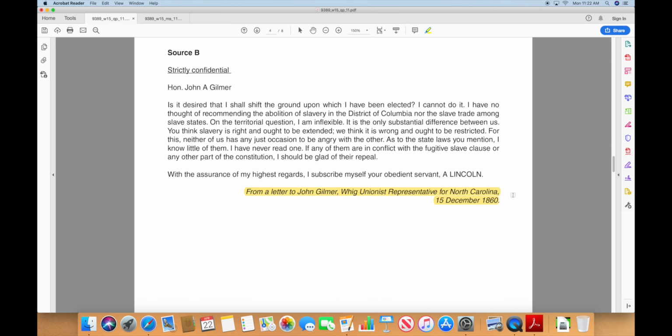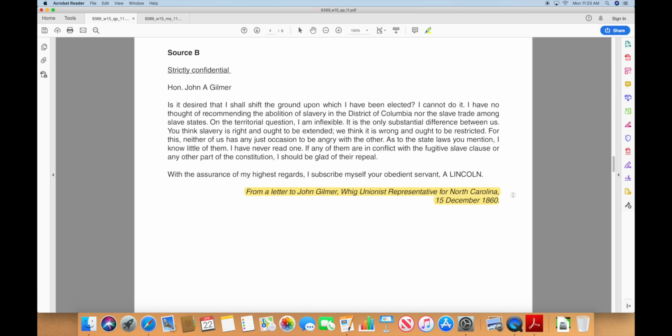Strictly confidential. Honorable John A. Gilmer. Is it desired that I shall shift the ground upon which I have been elected? I cannot do it. I have no thought of recommending the abolition of slavery in the District of Columbia, nor the slave trade among slave states. On the territorial question, I am inflexible. It is the only substantial difference between us. You think slavery is right and ought to be extended. We think it is wrong and ought to be restricted.